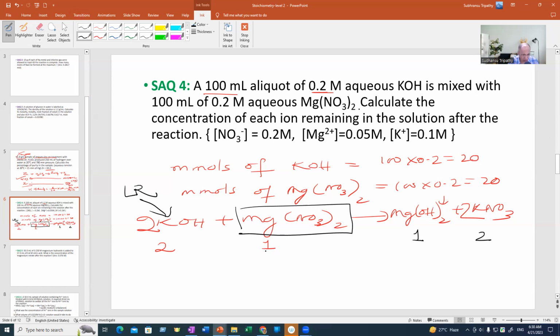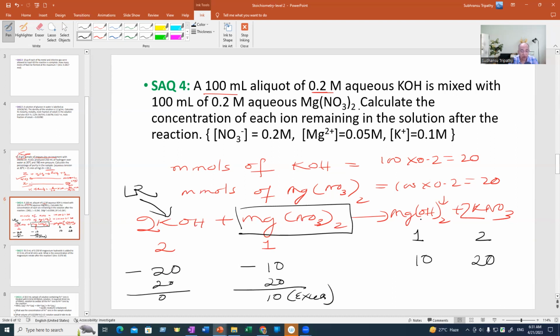Okay. We also take this, which is to know how much of magnesium nitrate will be left out. So 2 consumes 1, produces 1, produces 2. So we have 20, will consume 10, will produce 10, will produce 20. Now, if this goes, then there is no KOH now, but we had taken 20, we have 10 millimoles of magnesium nitrate excess.